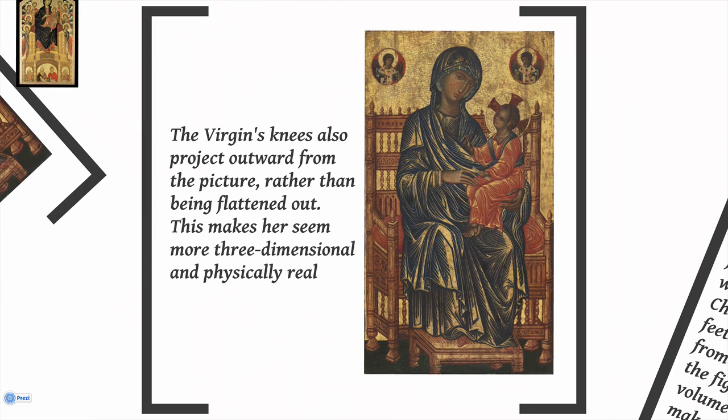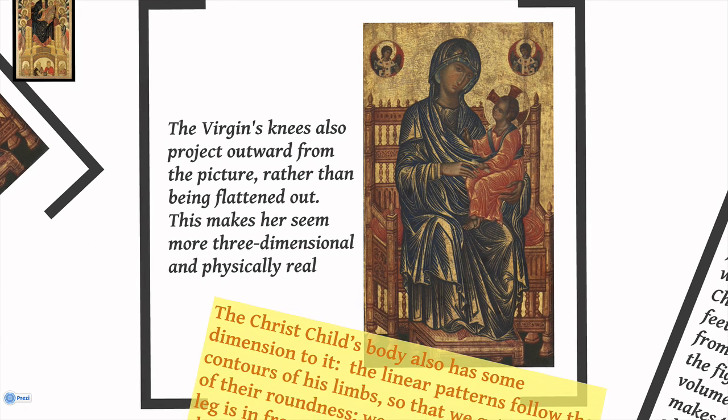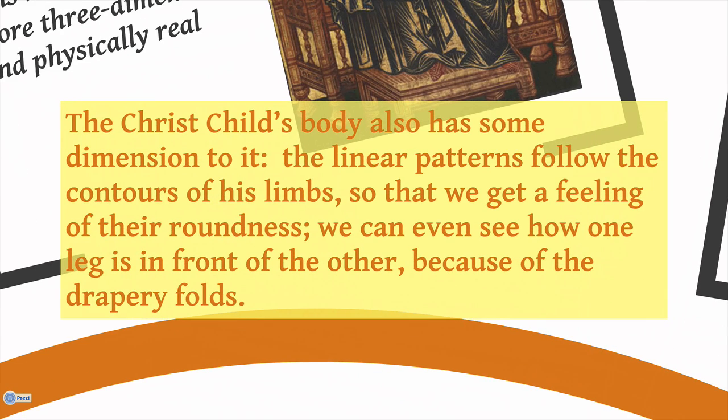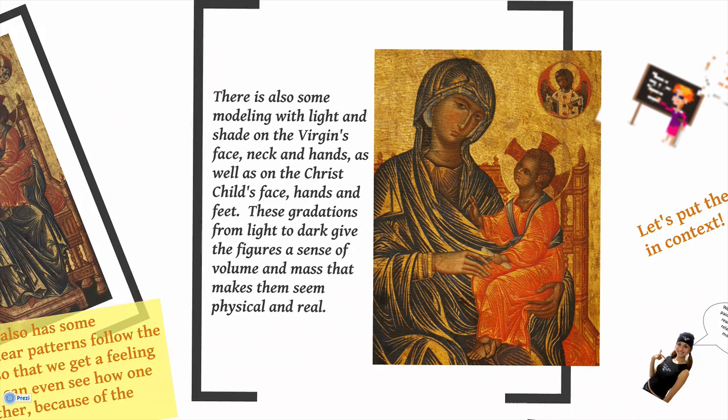The Virgin's knees also project outward from the picture rather than being flattened out as they are in Byzantine icons. This makes her seem more three-dimensional and physically real. The Christ child's body also has some dimension to it. The linear patterns follow the contours of his limbs, so we get a feeling for their roundness. We can even see how one leg is in front of the other because of the drapery folds.